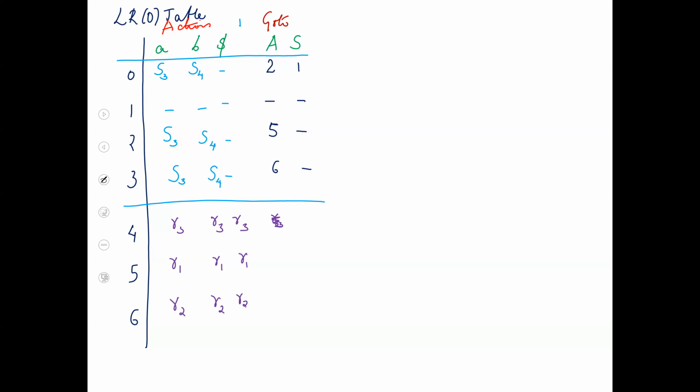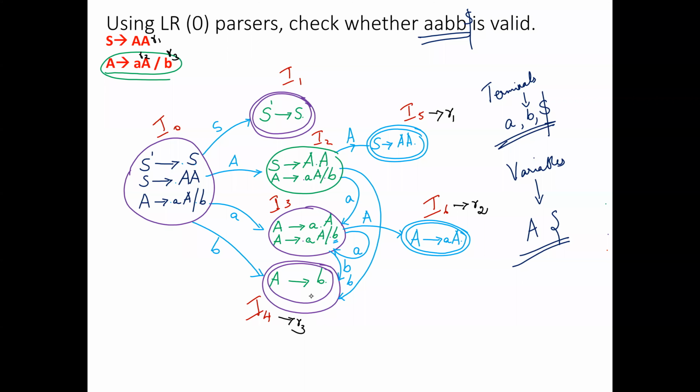Now, in your table, underneath the go-to part for your final states, you will not write anything. Just leave it blank because it is irrelevant. Because you have reached the final state, you're not going to encounter anything more. So we are done with the table.